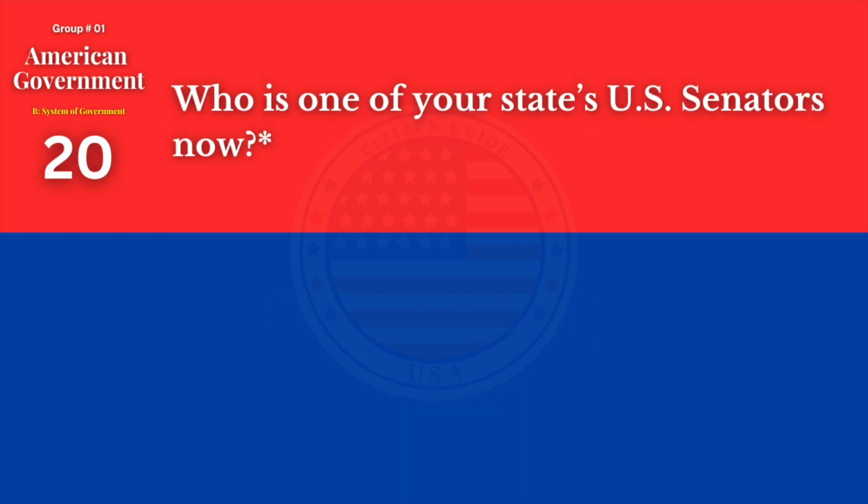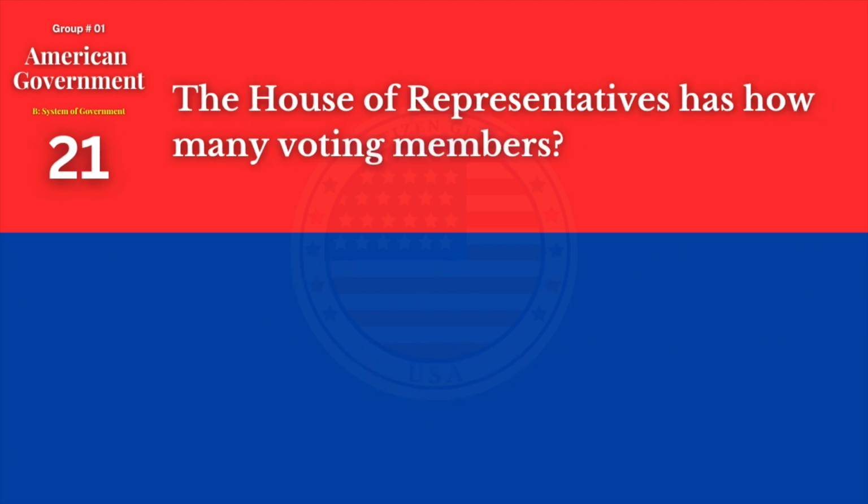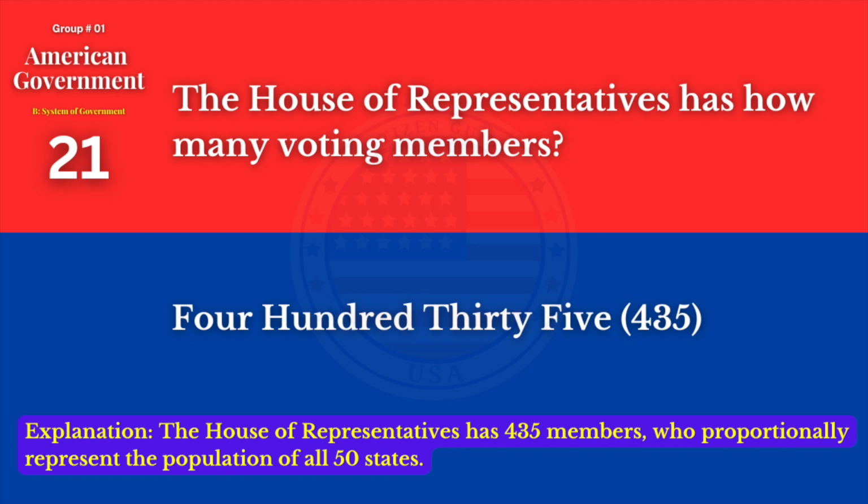Who is one of your state's U.S. senators now? The answer will vary based on where the applicant lives. Note, District of Columbia residents and those living in U.S. territories should answer that D.C., or the territory where they live, has no senators. The House of Representatives has how many voting members? 435.